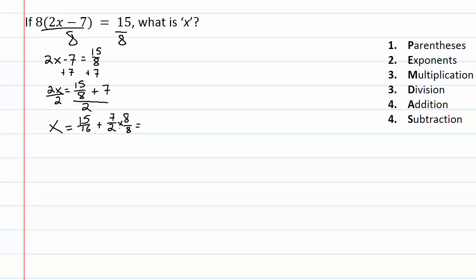2 times 8 is 16, 7 times 8 is 56. We should end up with 15 over 16 plus 56 over 16. Finally, when we add these, x should equal 71 over 16.